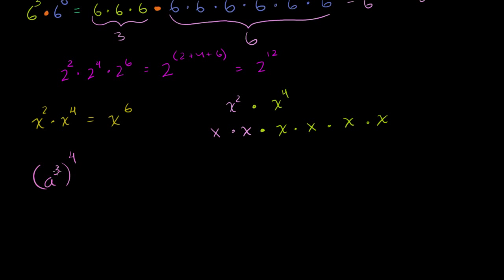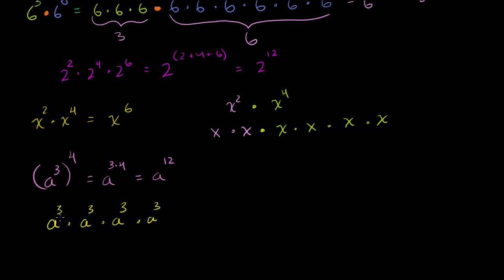When you have something to an exponent, and then you raise that to an exponent, you can multiply the exponents. So this is going to be a to the 3 times 4 power, or a to the 12th power. And why does that make sense? Well, this right here is a to the third times itself 4 times. So this is equal to a to the third times a to the third times a to the third times a to the third. Well, we have the same base, so we can add the exponents.